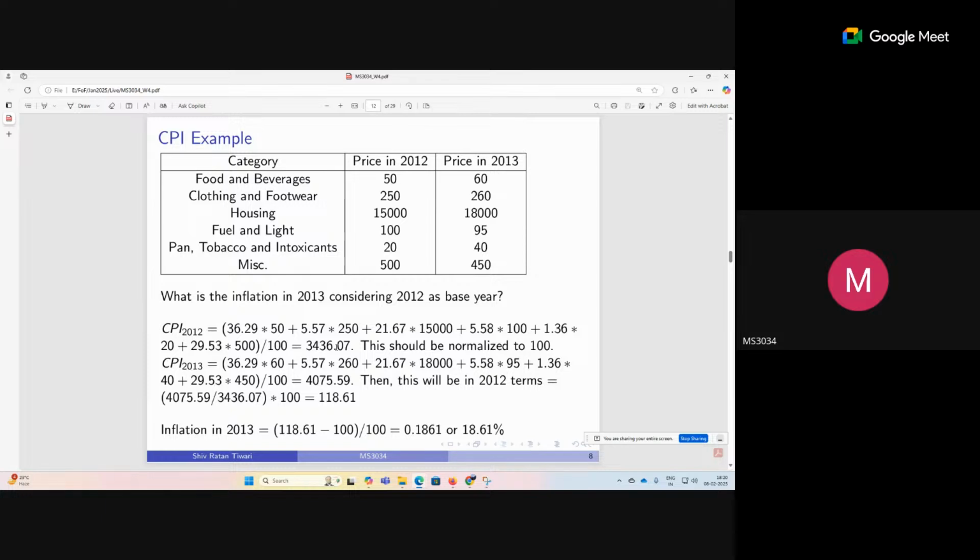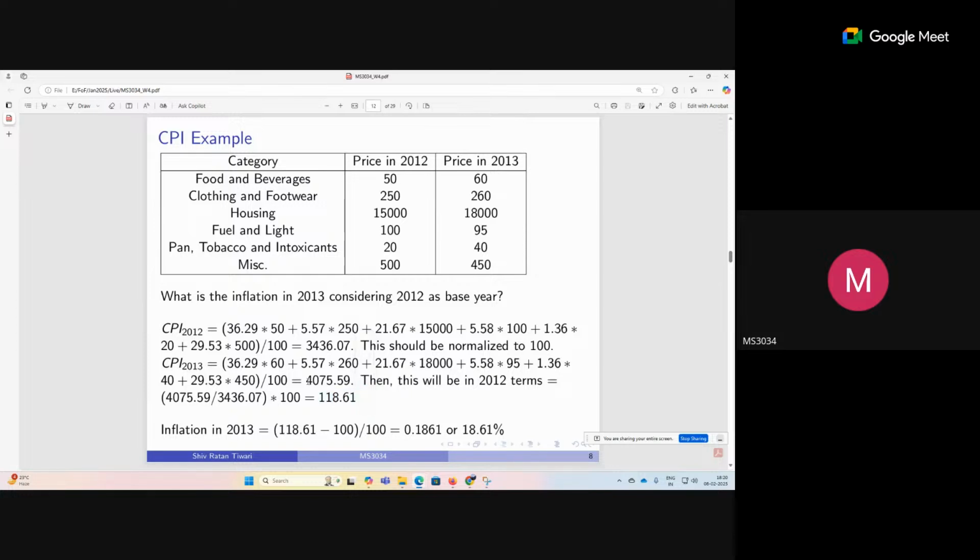So how do we do that? We divide it by the same number and multiply it by 100, so the CPI in 2012 is 100. Similarly, we calculate the average price in 2013, which comes out to be 4075.59, and we normalize it again according to the base year. In the base year, we divided by 3436.07 and multiplied by 100. We do the same to the number we get in 2013, and from that we get the CPI to be 118.61. So this is the CPI in 2013.